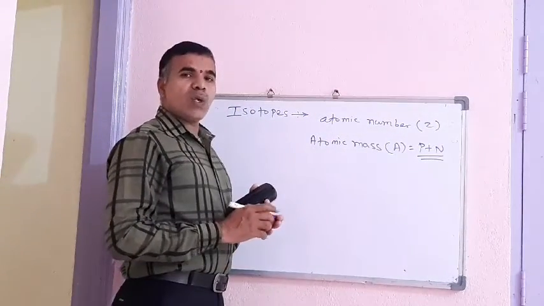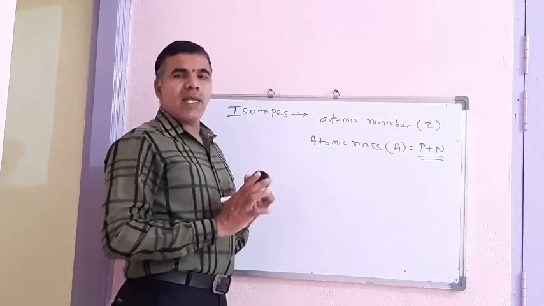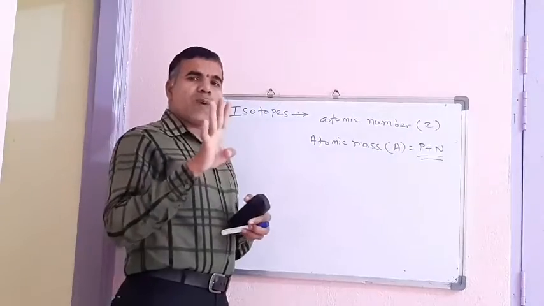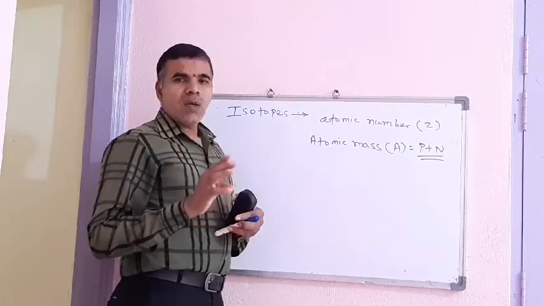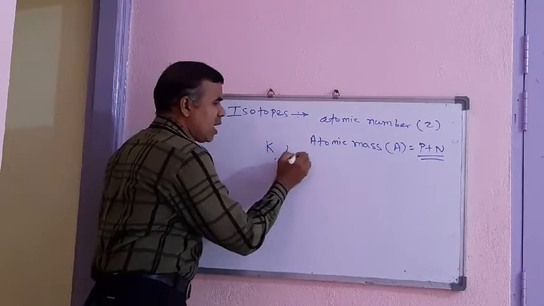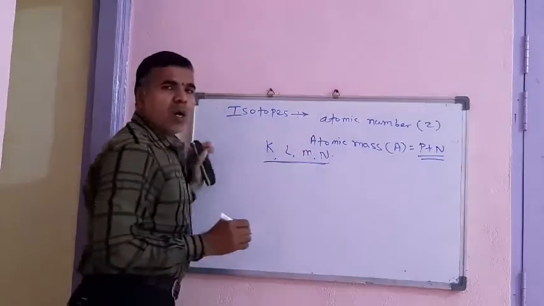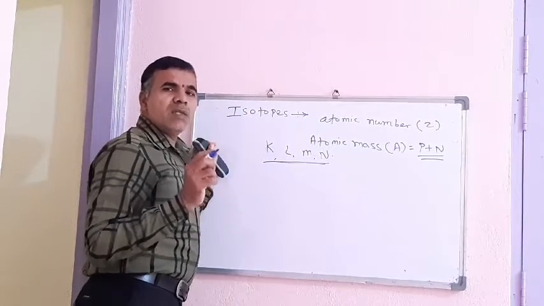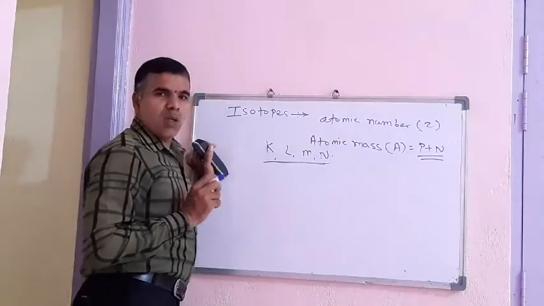Then also we have to learn the distribution of electrons in the shells of an atom. The atom consists of four different shells in which the electrons revolve. We have to study the shells as K, L, M and N. These are the shells in which all the electrons revolve around the nucleus, and the capacity of electrons is different in different shells. Look at this.